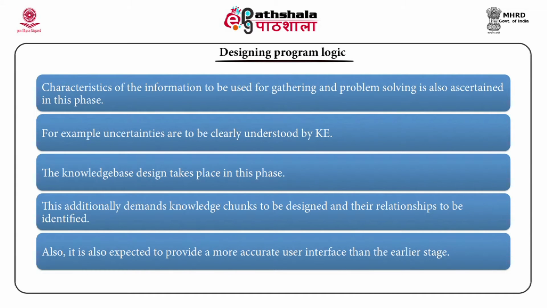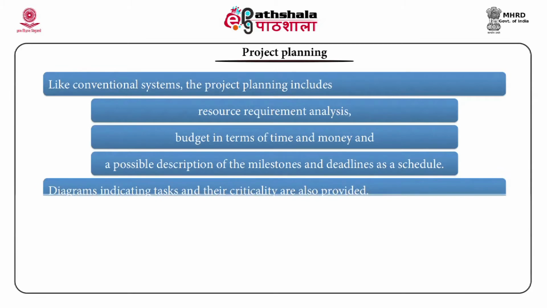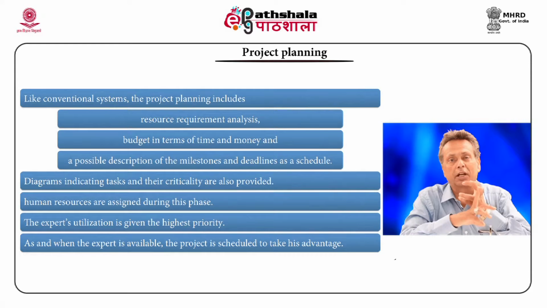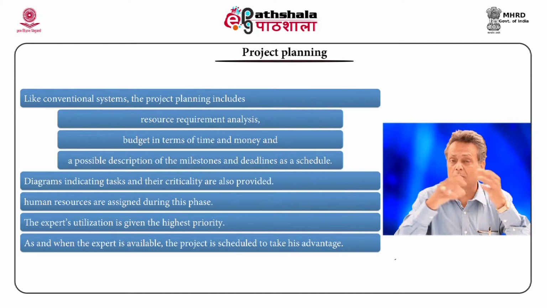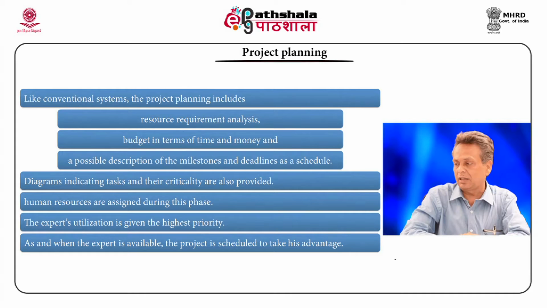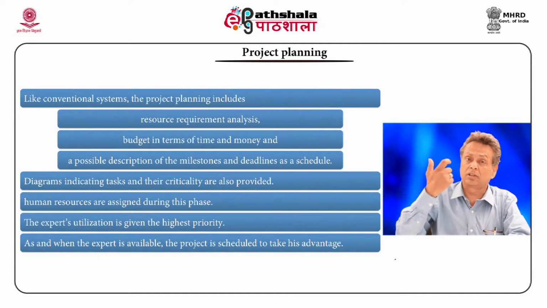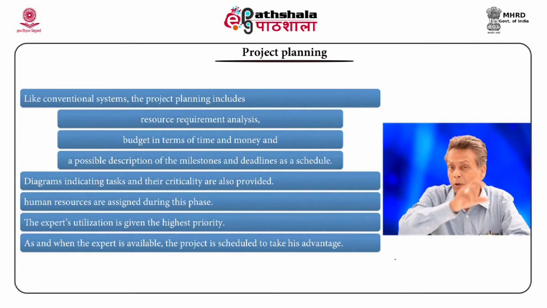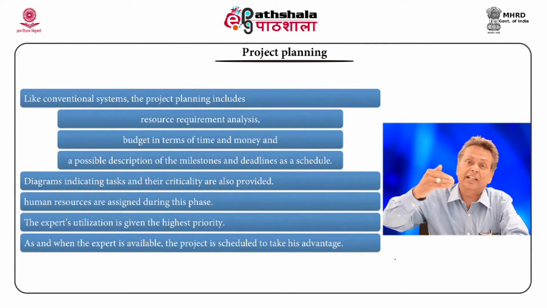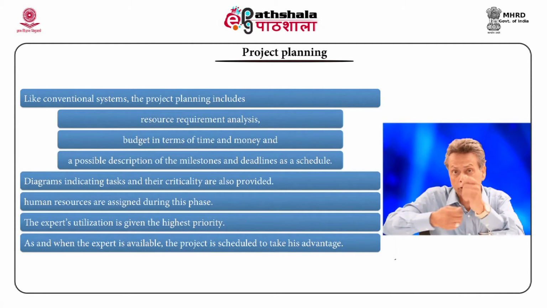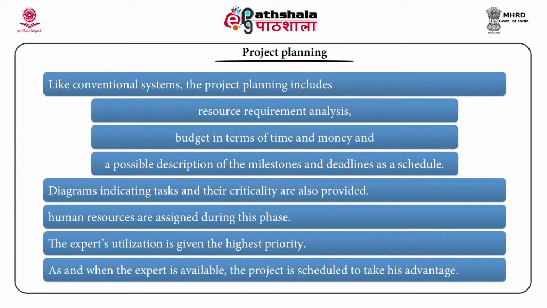You will have to decide program logic for this. Now we will have to plan one after the other. The first one is project planning. You'll have to have resource requirement analysis, budget analysis, descriptions of milestones and all that happens during project planning. The diagrams are drawn, and experts use them. Expert utilization, now this is one very important difference. Expert utilization is given the highest priority. So the project planning is done in a way that whenever the expert is available, you should execute things where you need him. So a project is planned that way, unlike the conventional system.